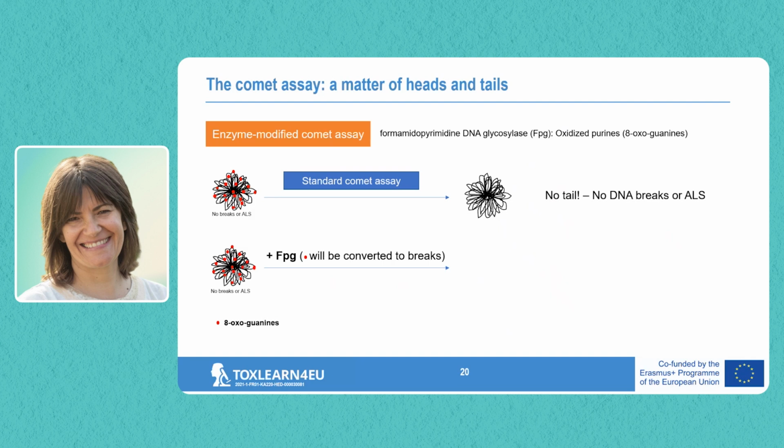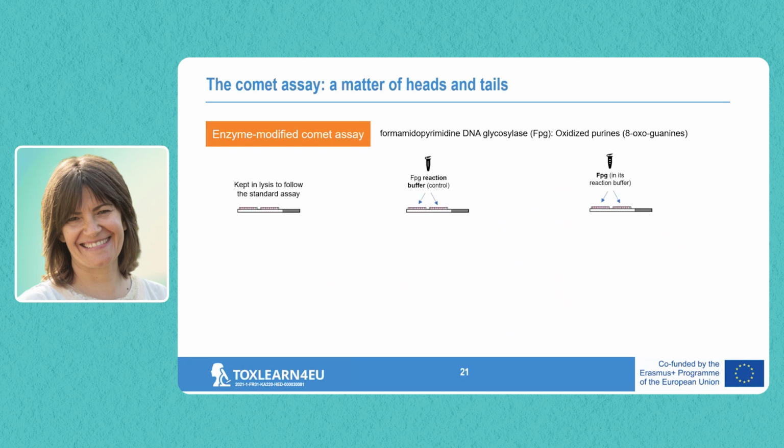Now we will have the same nucleoid with 8-oxoguanines, and we use FPG that will convert all these dots into breaks. What will you have? Tails. A big tail because of the presence of 8-oxoguanines.